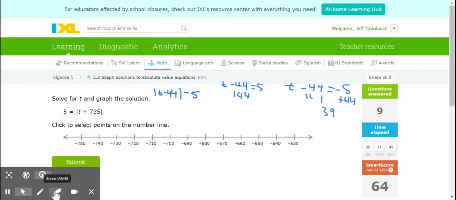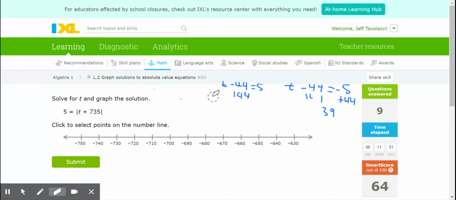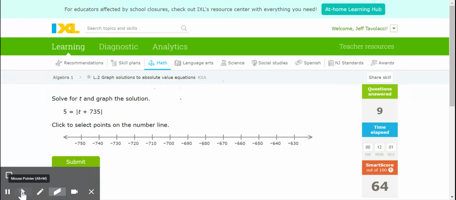Okay, now that's pretty much what you're going to see going forward. They do get a little bit challenging, but just realize: isolate the absolute value first, then set it equal to the positive and the opposite case, and you should be at 90 in no time.